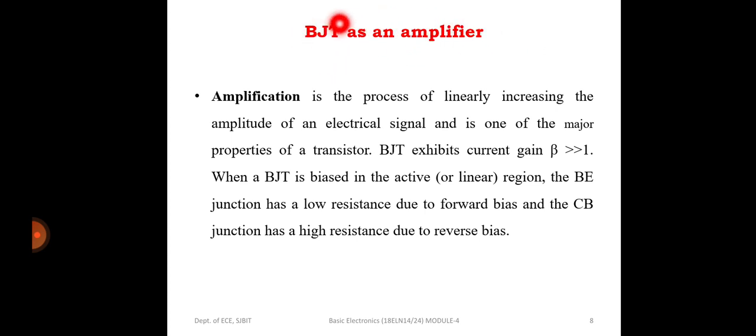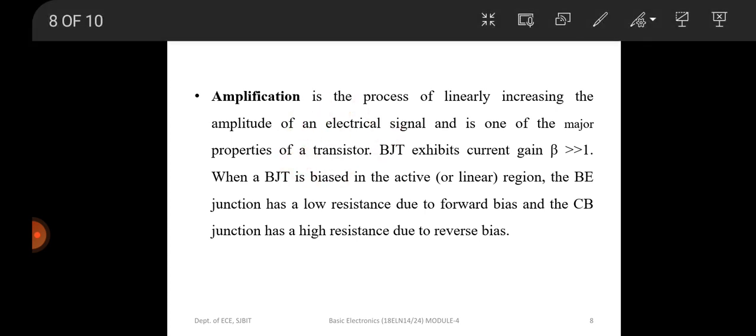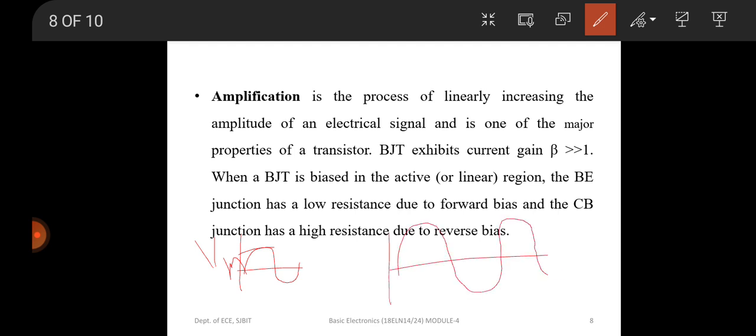My BJT has an application as an amplifier, that is, it is going to amplify the output. Now what do we mean by amplification? It is nothing but the process of linearly increasing the amplitude of an electrical signal, and it is one of the major properties of a transistor. If I take my input as some voltage, amplification is where my signal is going to get increased or decreased depending upon the amplification factor that we define. So the amplification factor is the one which defines the process of amplification.